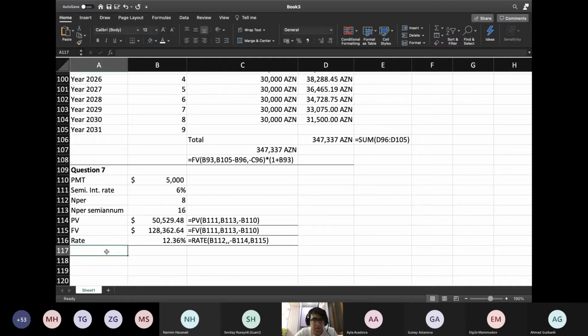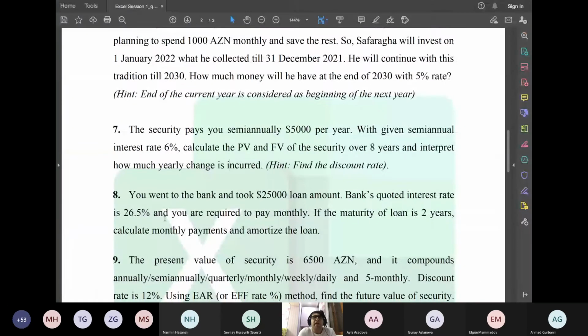Let's continue with question 8 without wasting time. You went to the bank and took $25,000 loan amount. Bank's quoted interest rate, quoted means annual, nominal, is 26.5%, and you are required to pay monthly. If the maturity of the loan is 2 years, calculate the monthly payments and amortize the loan.